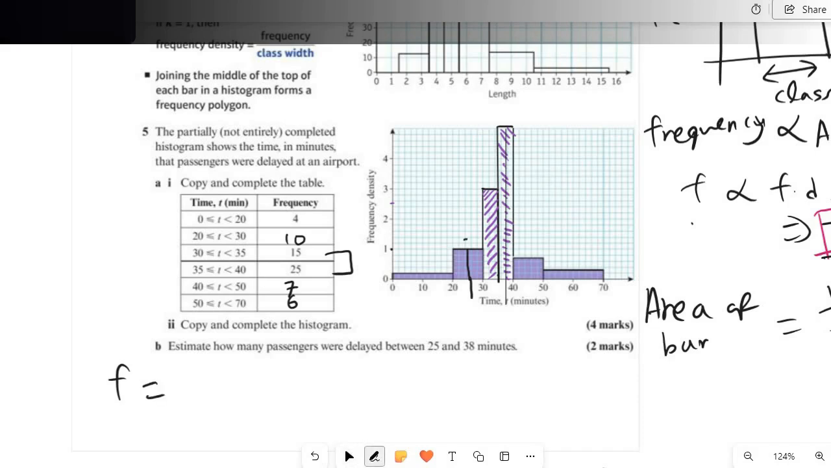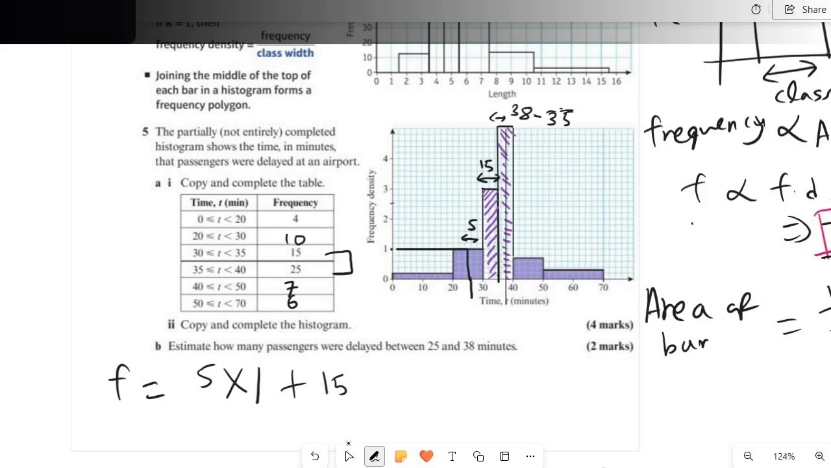So for the first one, the class width is going to be 5 because 30 minus 25 is 5, and the frequency density is 1 here. So we have 5 multiplied with 1. Then this frequency, which we have already found being 15 here, which is the frequency of the class of 30 to 35. So plus 15.